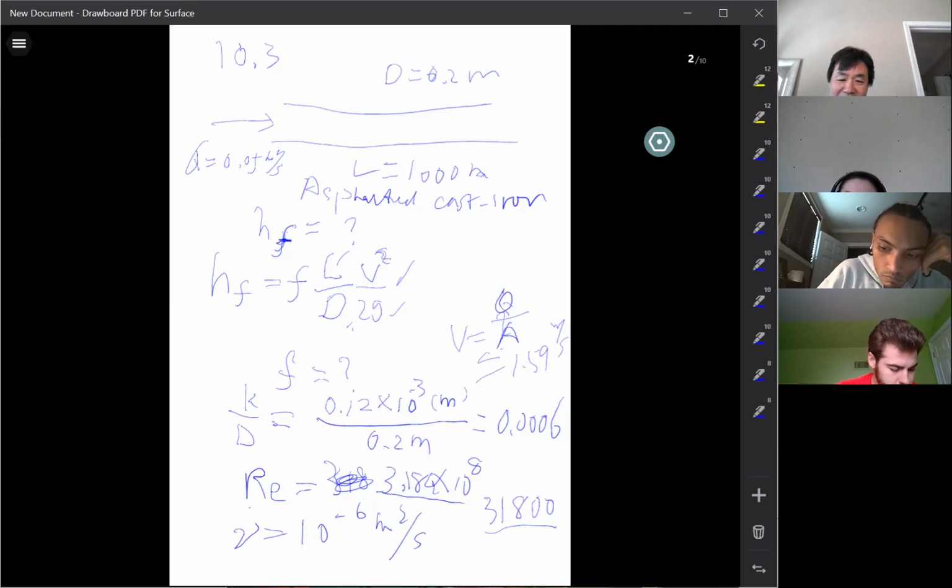Okay, I have two answers now. I think 318 is definitely not right. We already excluded that. Did everybody else get 1.59 meters per second for the velocity? Okay, that's what's in the book. So let's check it. Maybe it's wrong in the textbook. I don't know. Is that 1.59?